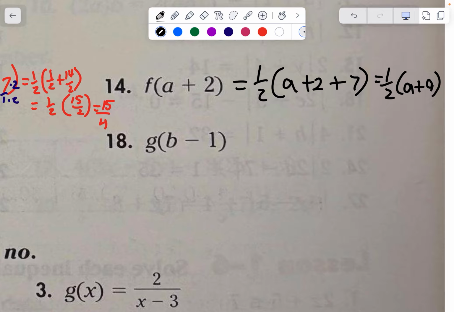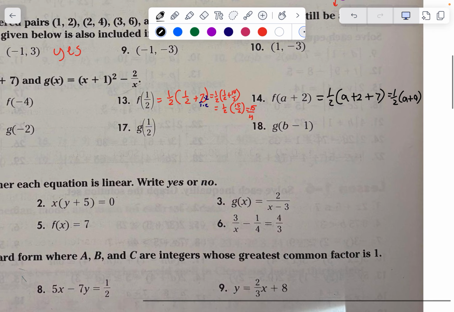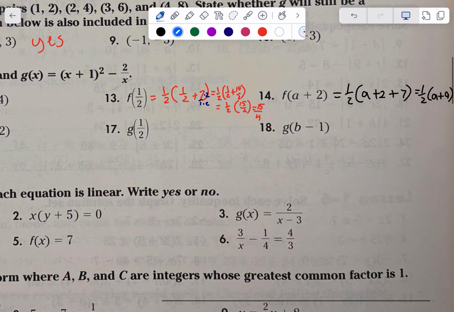Don't overthink it. Everybody good using our f function? So you got 2 more of those to go. Everybody good with the f function? Okay, now we're going to use the g function. We are going to plug in, I want to do 17 and 18 for that one. Okay, for g. So what are we doing? We are taking out the x. We have 2 x's to replace with our input value, okay? So we're going to get 1/2 plus 1 squared minus 2 over 1/2, okay?